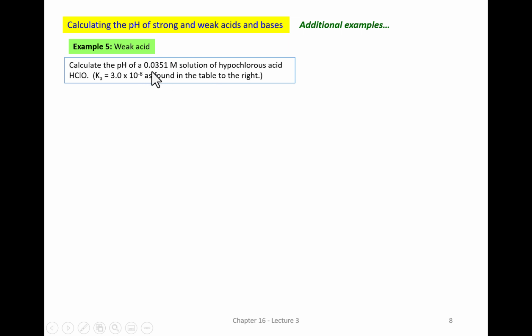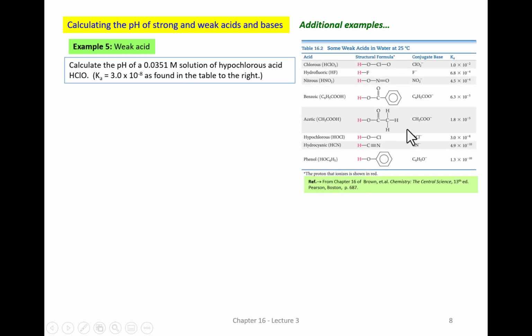Before we show you this table of Ka values that I'm alluding to here, let me remind you that we're still using 0.0351 molar as our concentration, so we can compare to other weak acids and bases and strong acids and bases, all at the same concentration.